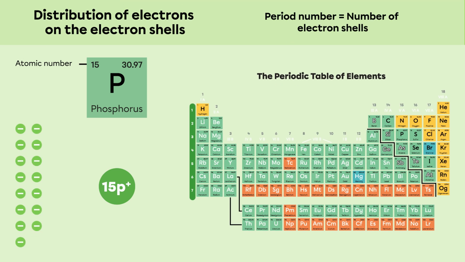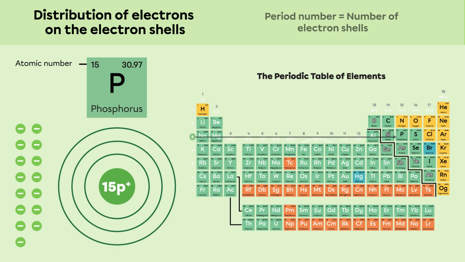The period number of the element corresponds to the number of electron shells. Phosphorus is in the 3rd period, so it has 3 electron shells. These are drawn around the nucleus.